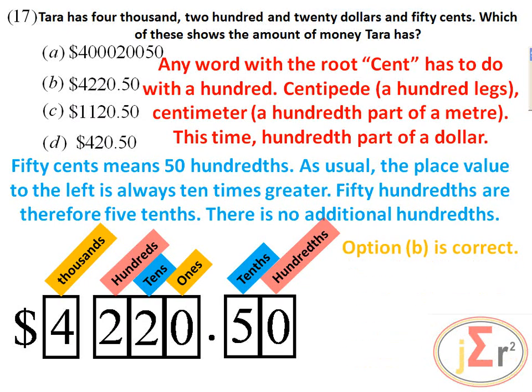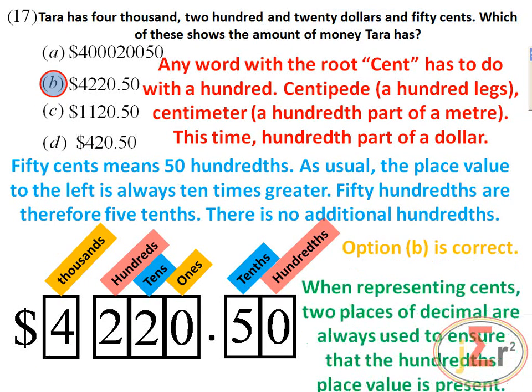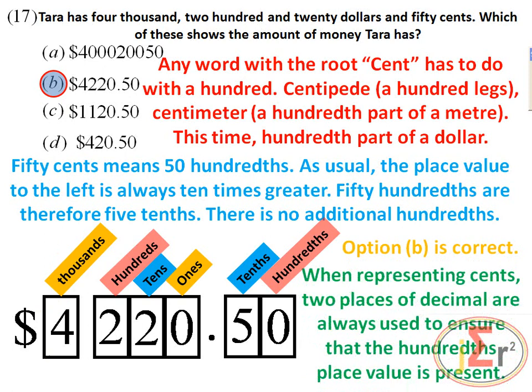Option B is correct. When representing cents, two places of decimal are always used to ensure that the hundredths place value is present. So we will always use two places of decimal in order to maintain the two places of decimal that represent the hundredths that the cents represent.